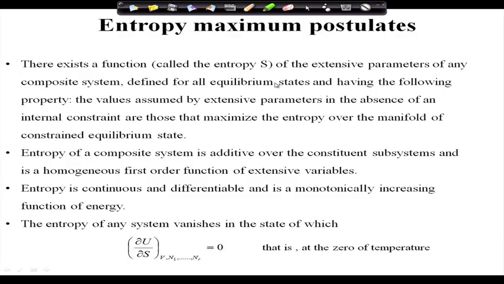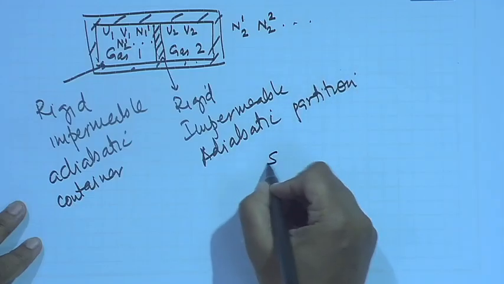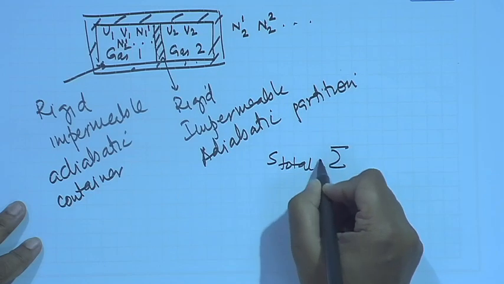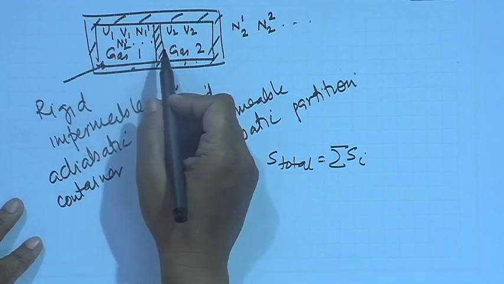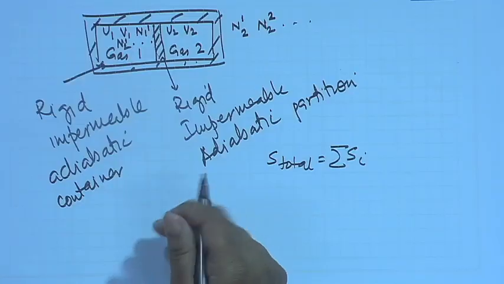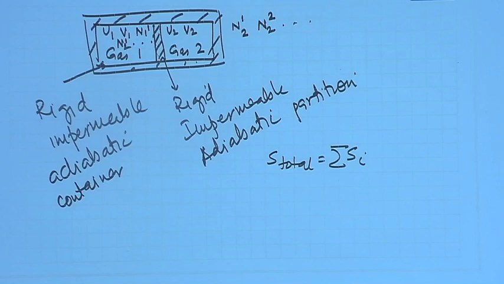And in order to calculate entropy, I would like to remind you of certain properties which entropy has. First thing is, entropy is an extensive quantity, or it is additive. So, therefore, the total entropy of this particular system, S total, is simply a summation of the entropies of the subsystems. The next important thing is, entropy is a continuous, differentiable and monotonically increasing function of energy, or in other words, entropy is a first order function of energy.